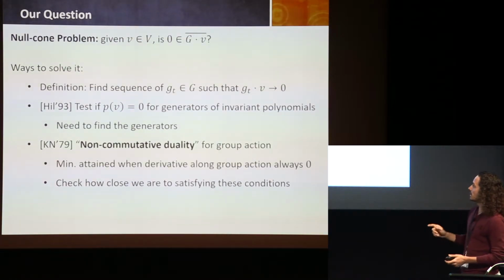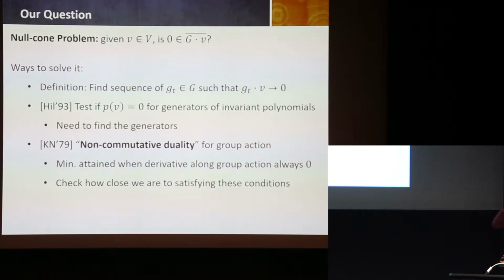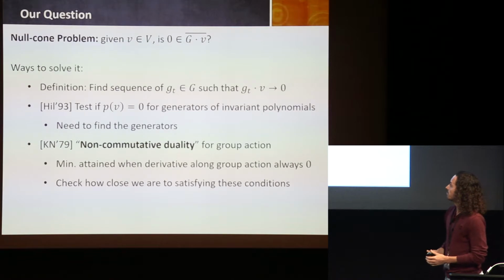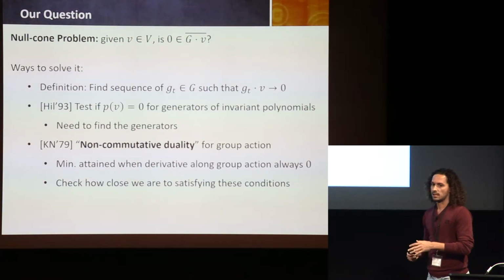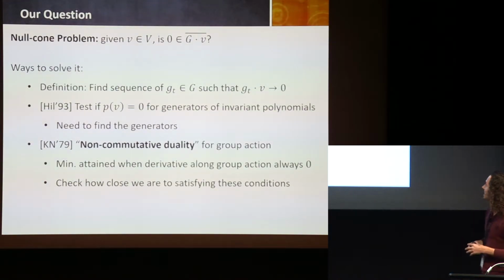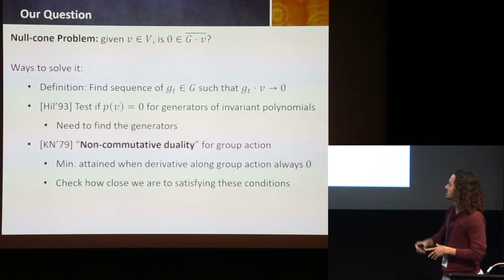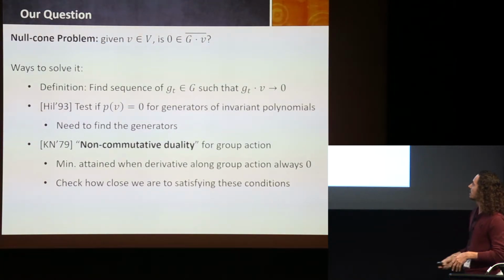If it vanishes, then you're guaranteed that there exists such a sequence. And now in 1979, Kempf and Ness proved this non-commutative duality, which I'll explain in later slides, for any group action. It's a very general theorem. It's amazing. This generalizes Forster's theorem in many ways. So there are lots of hidden connections to computer science.